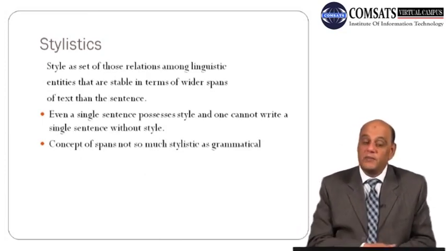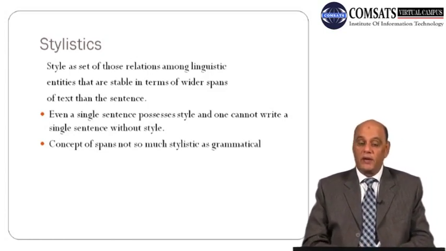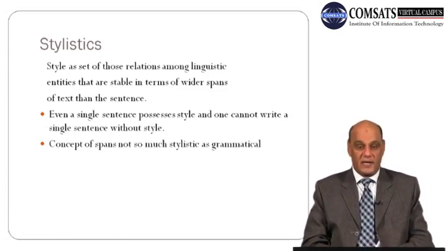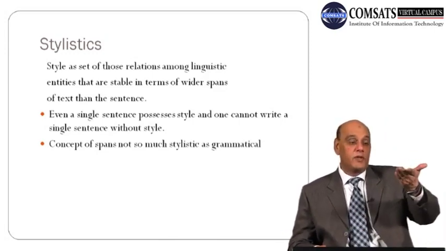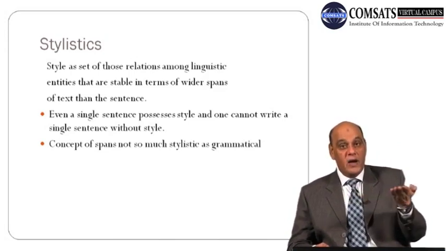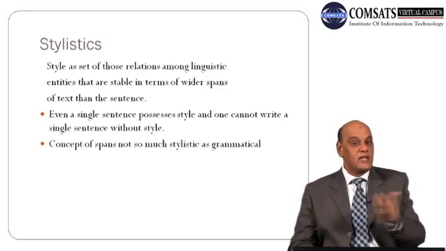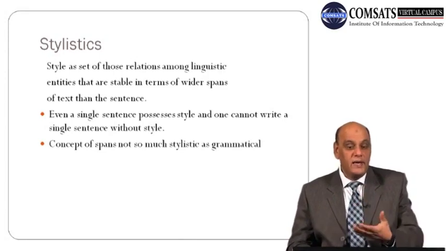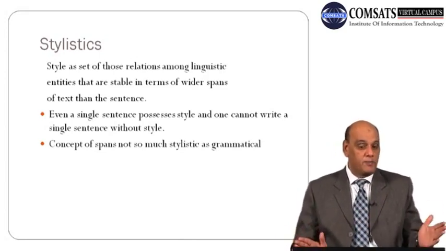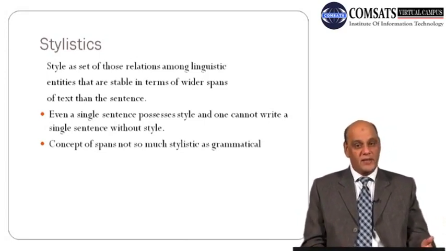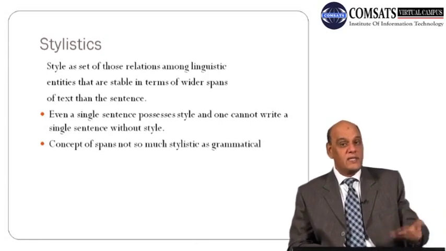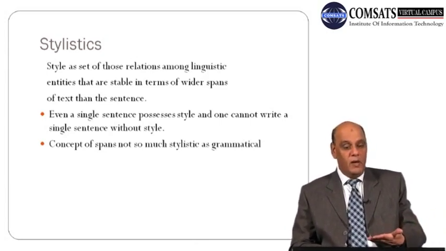Style is a set of those relations among linguistic entities that are stable in terms of wider spans of text than a sentence. Talking about those relations which are stable in terms of wider spans of text, you have long poems, and some of the features are repeated. They are consistent. So it becomes a consistency of style. It is easy to read that style if you have longer spans of text or longer writings, because then there would be consistency in the use of that style.